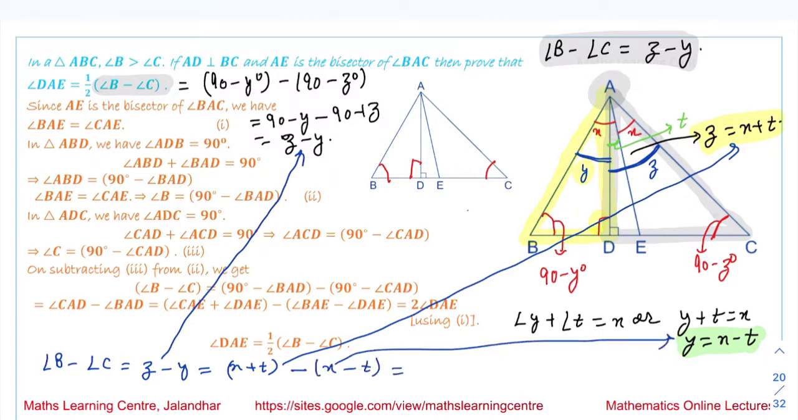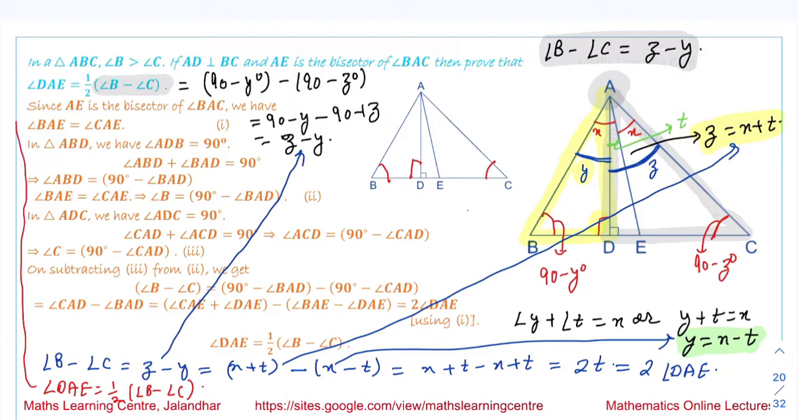So if I solve these equations, I will get X plus T minus X plus T, that is equal to 2 times T. And what is this angle T? It is basically 2 times angle DAE. So what we get from this is that angle DAE is equal to 1 by 2 times (angle B minus angle C), and this is what we have to prove.